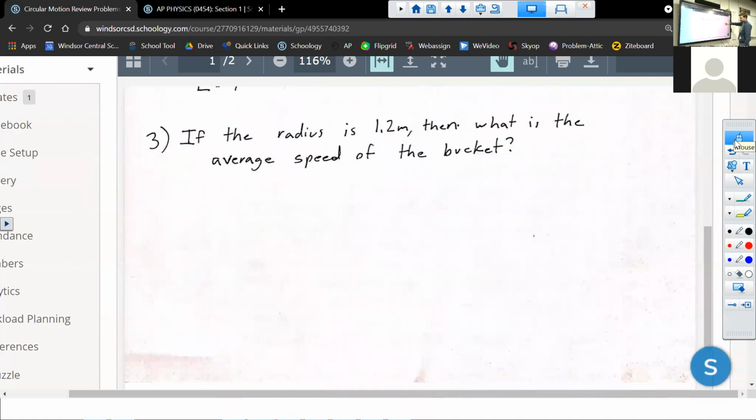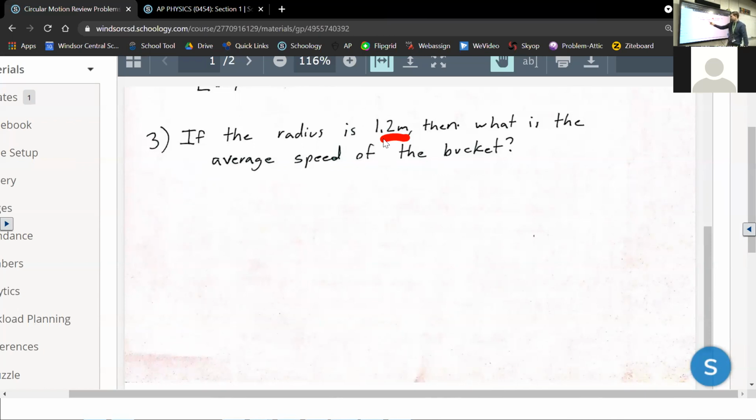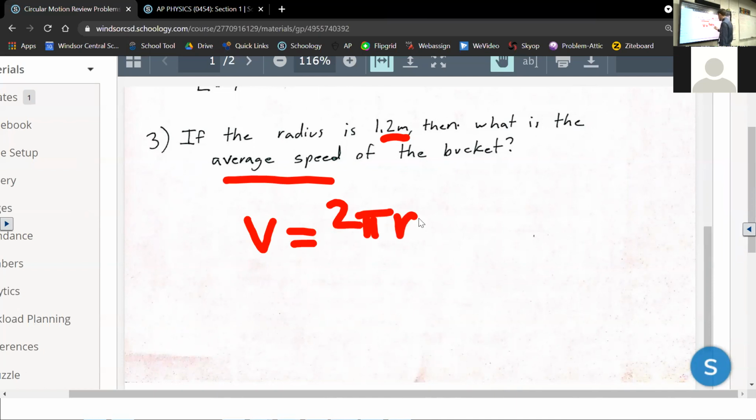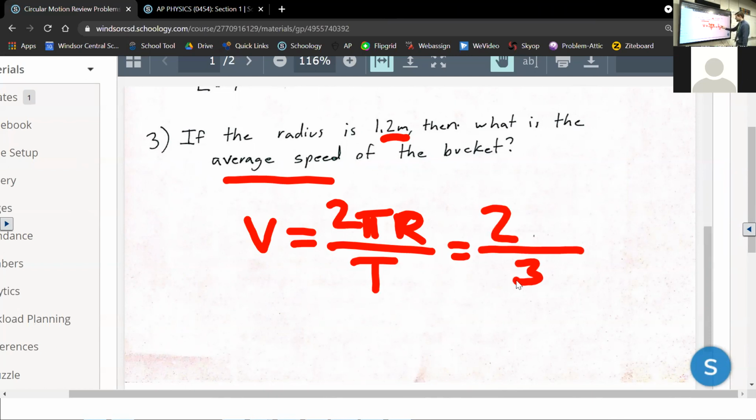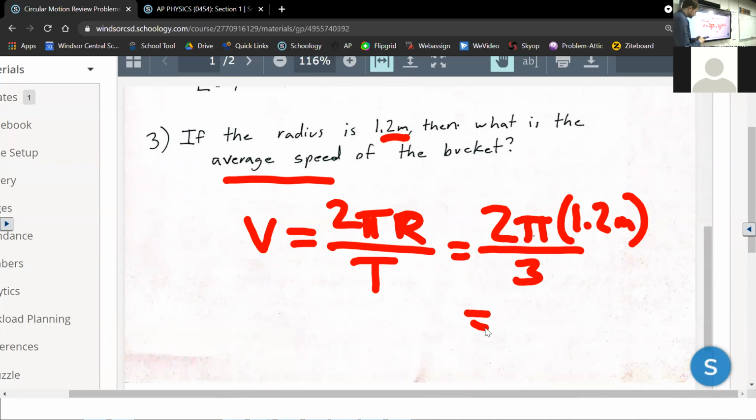All right. Lastly, if the radius is 1.2 meters, then what is the average speed of the bucket? So basically, you apply the same equation I just asked of you, 2/3 pi times the 1.2 meter thing. And then you end up with like 2.4 or something like that. Let me just double check. 2 times pi times 1.2 divided by 3, 2.51 meters per second.